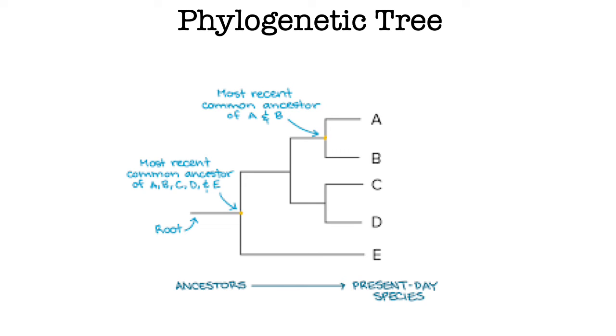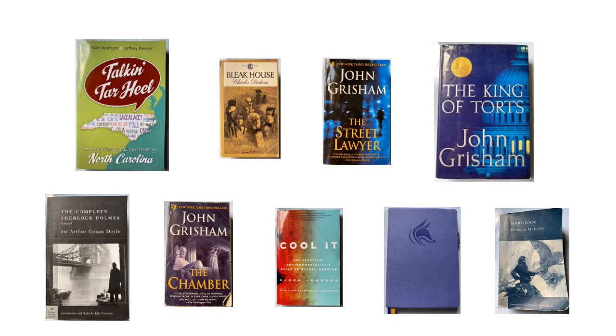There are many ways that an organism can be classified, but one of the easiest ways to visualize the relatedness of multiple organisms is by organizing them into a phylogenetic tree. To demonstrate this, I have some books of mine that I'm going to organize into a tree based on phenotype.